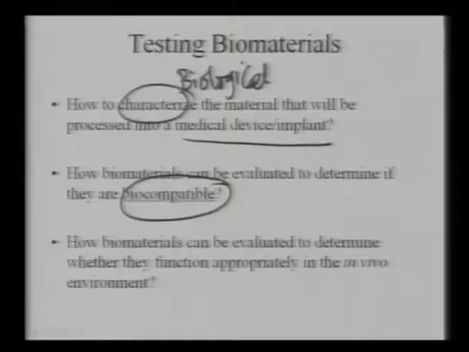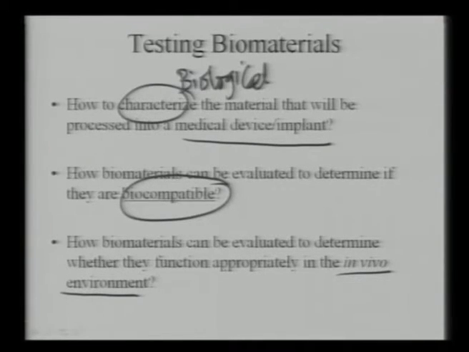So, if you do the cell culture experiments, you cannot say on the basis of the cell culture experiments that a given material is fully biocompatible. You can only say on the basis of the cell culture experiments whether a material is cytocompatible or cell compatible. So, cytocompatibility is a much better description compared to biocompatibility. Now, how can biomaterials be evaluated to determine whether they function appropriately in the in vivo environment.